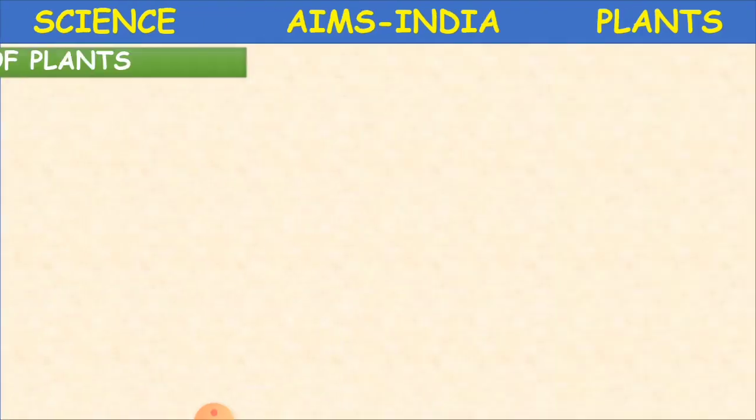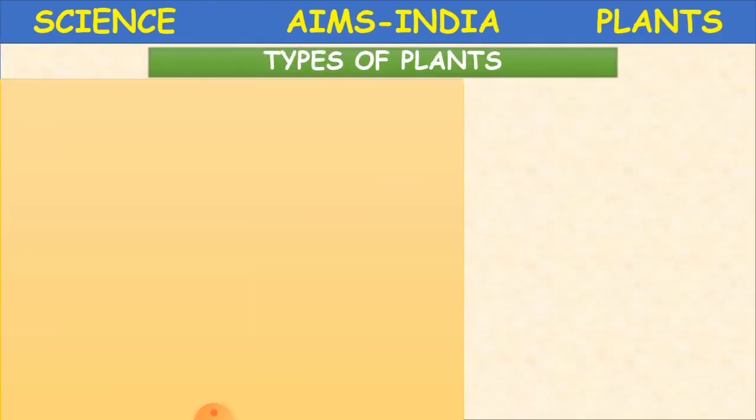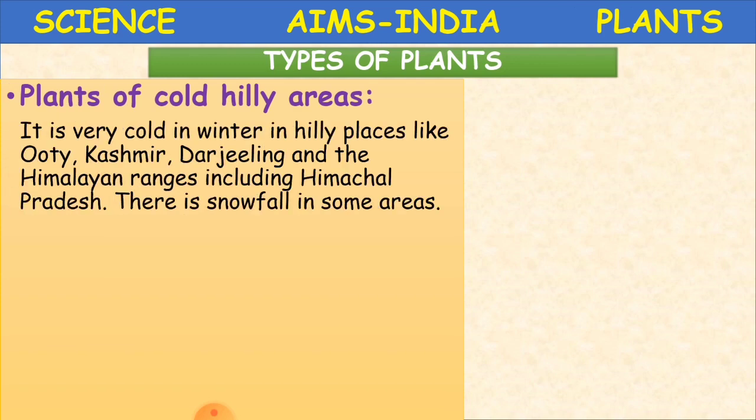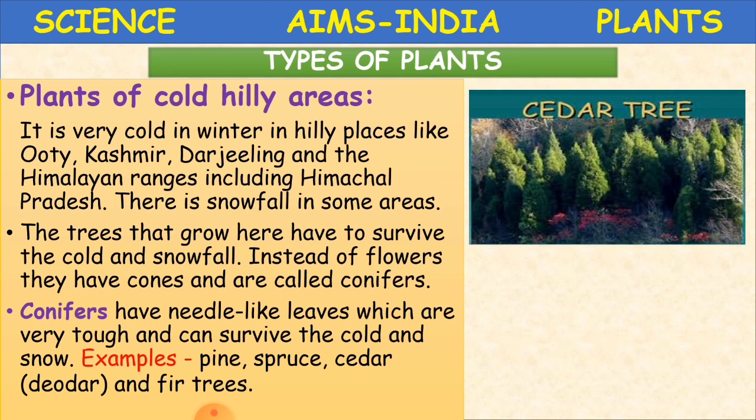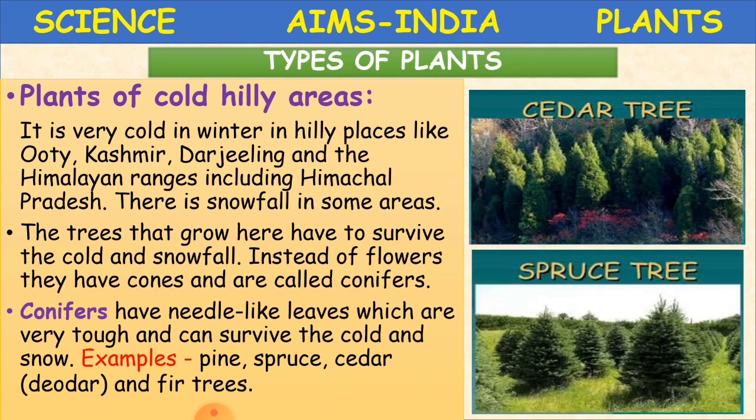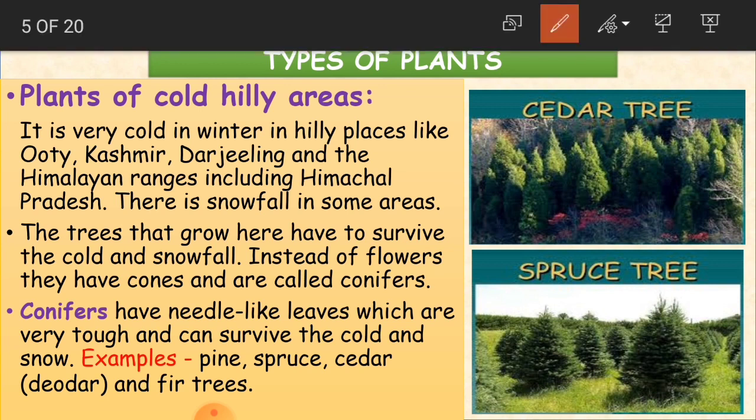Now, what are the types of plants? One is terrestrial plants, and we have different kinds. First we'll see plants of cold hilly areas. If you go to mountain areas or hill areas, the climate will be cool. Here also we have plants, as you see in the diagram. Even hilly areas have plants.